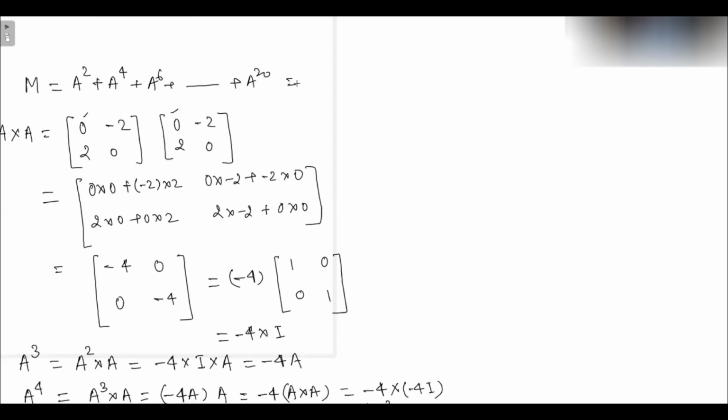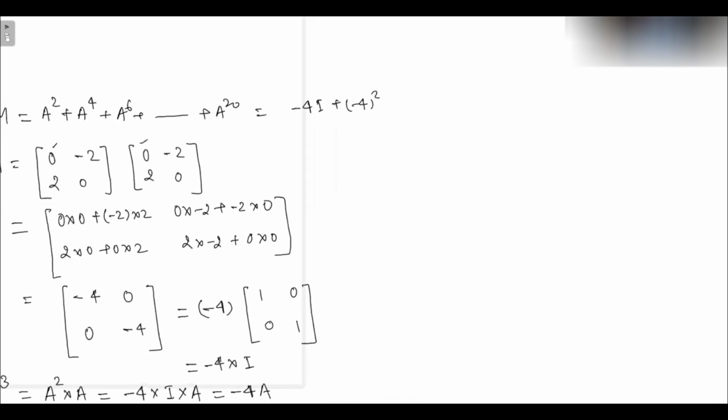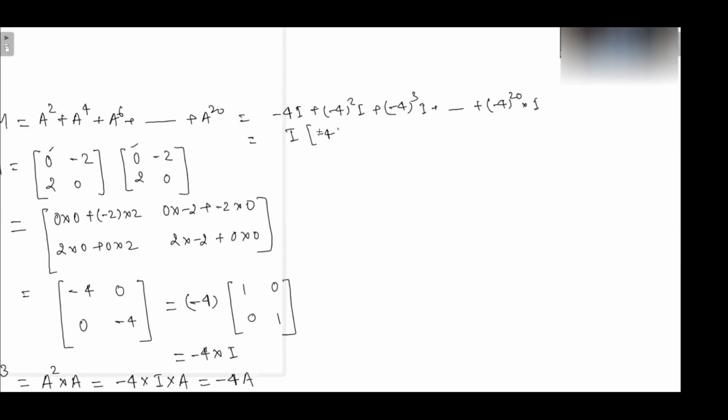So we have got something like a squared was minus 4 into i. So this is minus 4 into i. And then we have got minus 4 squared into i. And then the next one is minus 4 to the power 3 into i. And then the last term will be minus 4 raised to the power 20 into i, of course. Then i can be taken out, and this would become a GP itself, minus 4 into minus 4 squared and up to 20 terms.